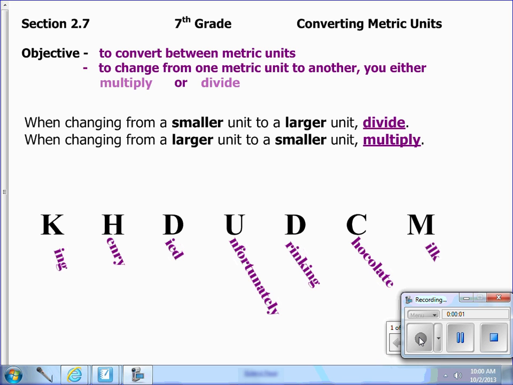Now, in our lesson that we're going to talk about today, we're going to convert metric units. In 2.7, you're going to be able to convert between metric units. To change from one metric unit to another, you either multiply or divide. When changing from a smaller unit to a larger unit, you divide. When changing from a larger unit to a smaller unit, you multiply.